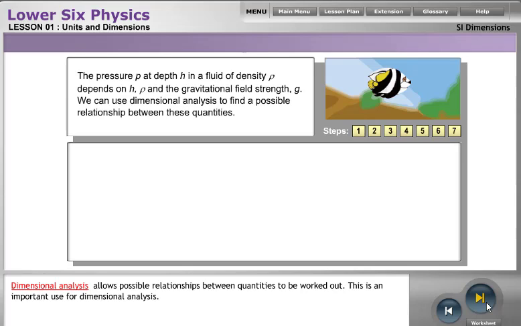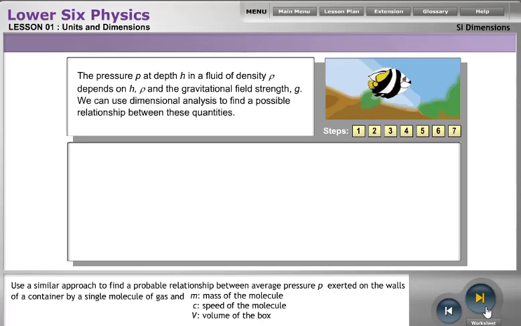Dimensional analysis allows possible relationships between quantities to be worked out. This is an important use for dimensional analysis. Use a similar approach to find a probable relationship between the average pressure P exerted on the walls of a container by a single molecule of gas and m, the mass of the molecule, c, the speed of the molecule, and v, the volume of the box.